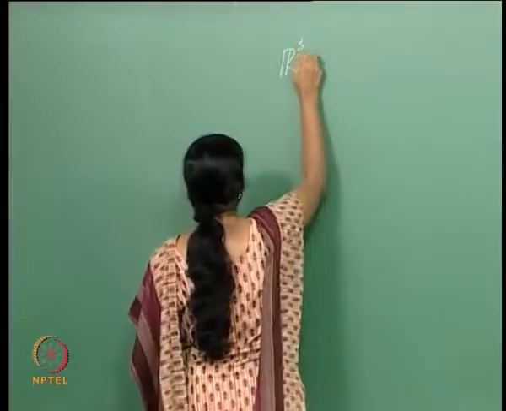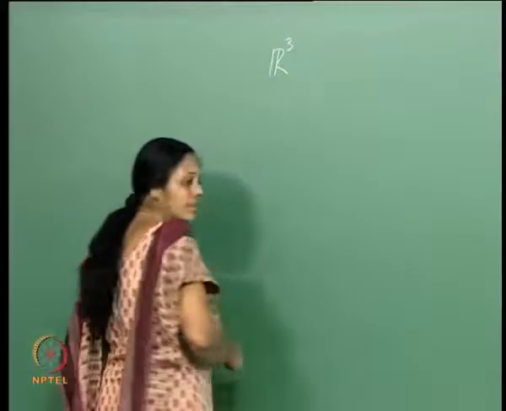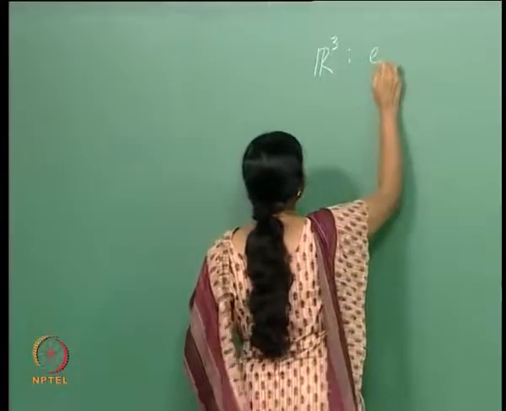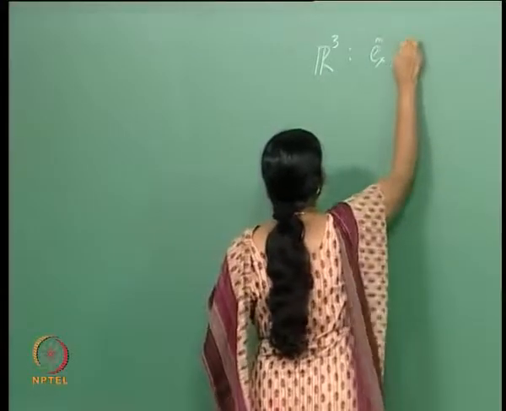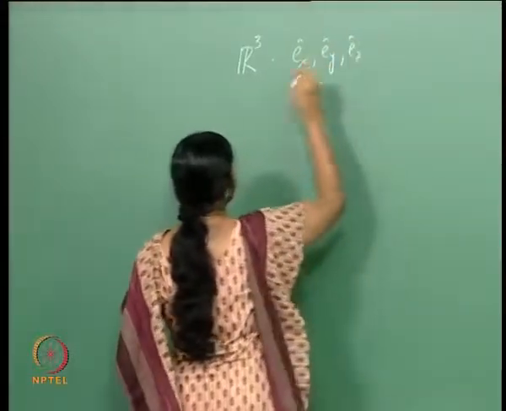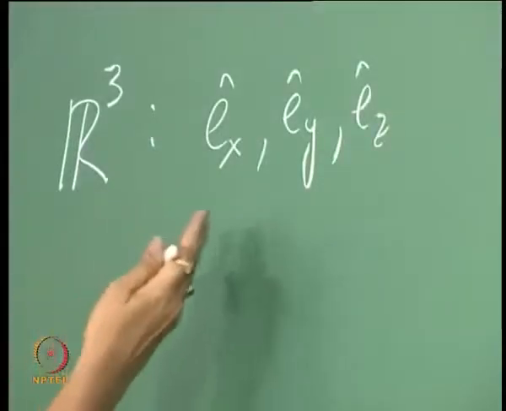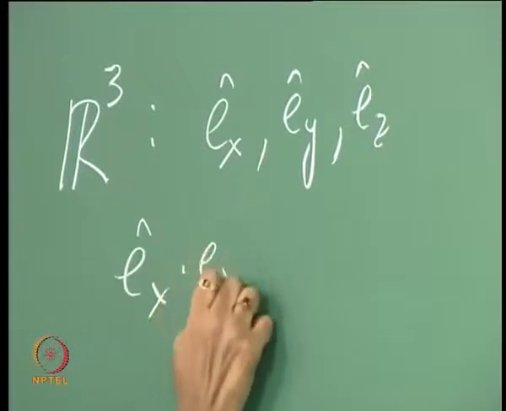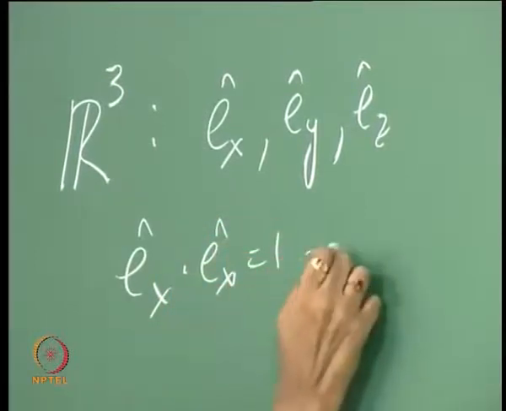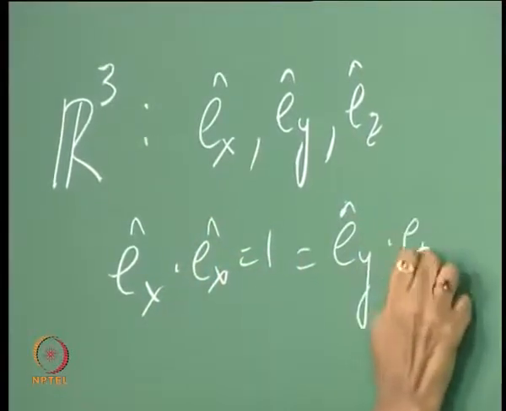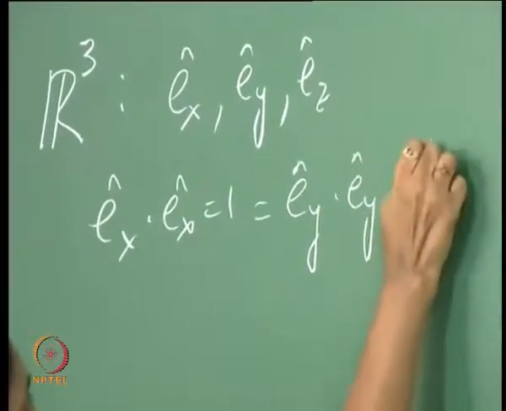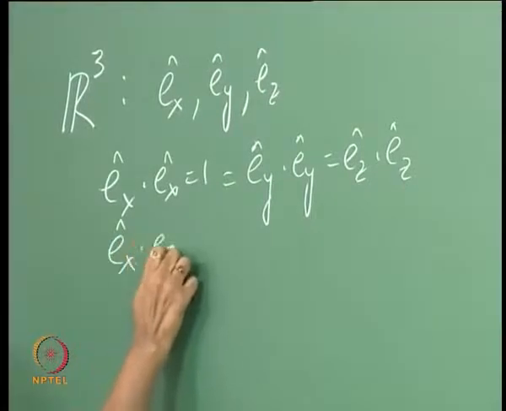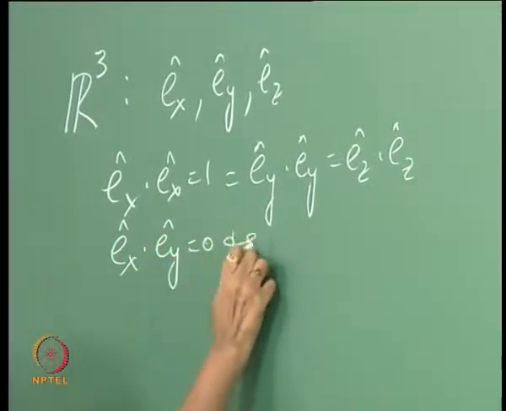a straightforward extension of R2 is R3, the three-dimensional space where I have vectors Ex, Ey and Ez. So there are 3 unit vectors and these are normalized to 1. And they are orthogonal to each other, and so on.